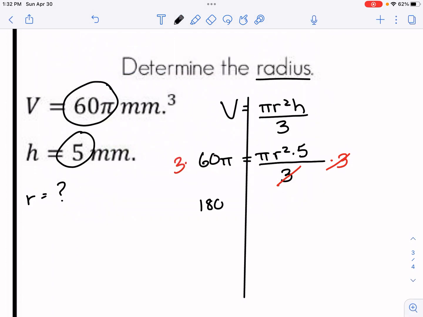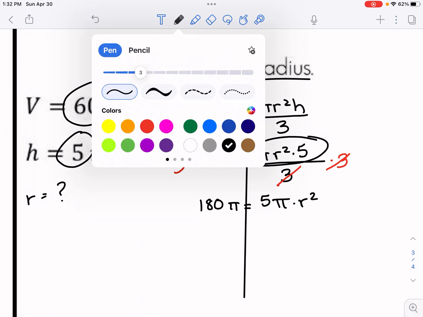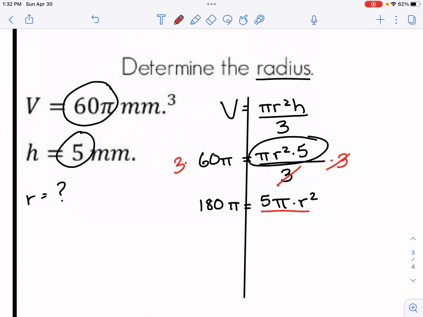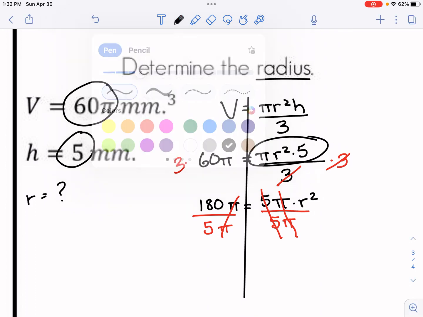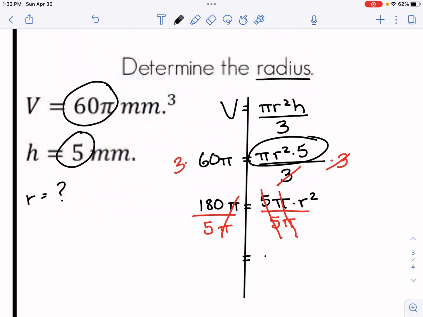This will be 180 pi equal to this stuff. All these items in the numerator, we can rearrange this. I'm going to put 5 at the very front, so 5 pi radius squared. And then we're going to divide both sides by 5 pi. We're going to cancel out the pi, cancel out the 5, and then this other additional pi as well. And then on the right side, we're left with r squared.